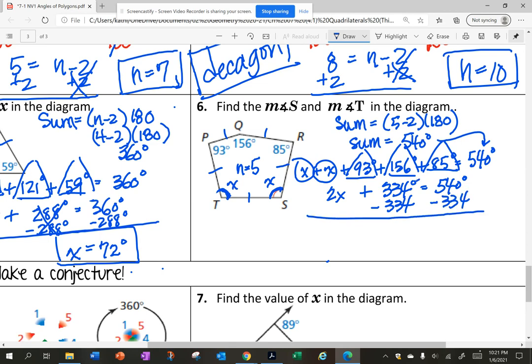So I'm going to subtract 334 from both sides. I'm going to add the inverse. So I get 2x equals... let's see. 540 minus 334 is 206 degrees. Divide both sides by 2, and I get x equals 103 degrees.